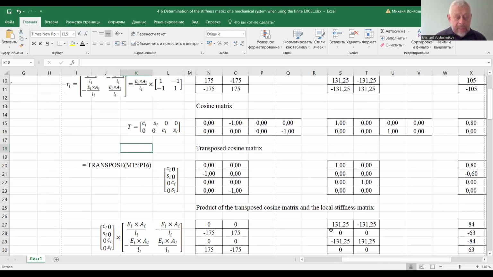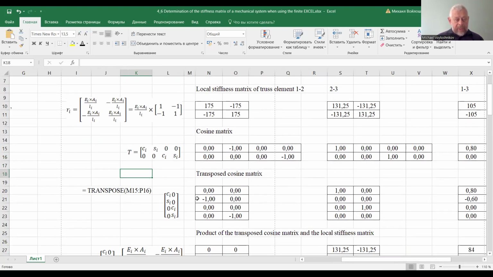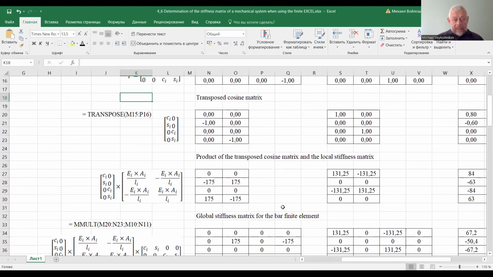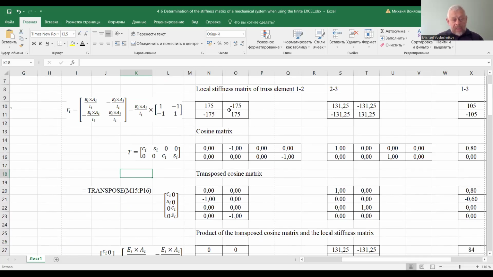So, to do the definition of the stiffness matrix of each finite element in the global coordinate system, we have to transform the stiffness matrix from the local coordinate system to the global one, and to do that, we have to have the transposed cosine matrix too. How to do the transposition? In Excel, we have the command. The command is transpose.